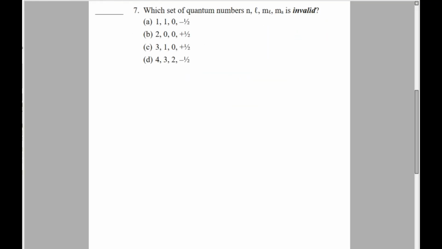Which set of quantum numbers n, l, m sub l, and m sub s is invalid? So this question is a lot like the last question, so it's probably a good idea to start off by listing some of the constraints for these quantum numbers. So we know that l can go from 0 to n minus 1. We know that m sub l can be from negative l to positive l, and 0 is included in that. And then for m sub s, it's always going to be plus or minus 1/2.